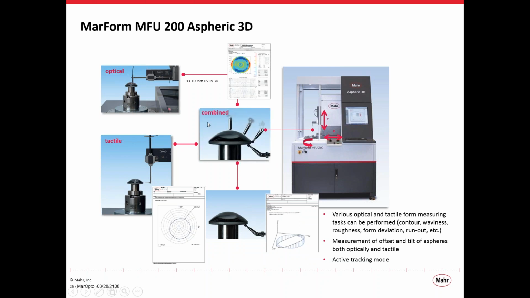So in this way, we can combine these three measurements, the form measurement, the decenter measurement, and the wedge measurement, and get all three of those measurements on one tool without moving the optic. This is often a very difficult task for aspheric lenses.